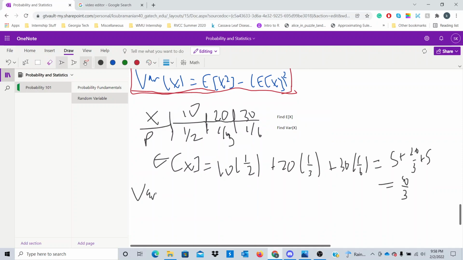Now let's get the variance of the random variable. But what do we notice? Let's use our trick here. We're going to do this instead to get our variance.